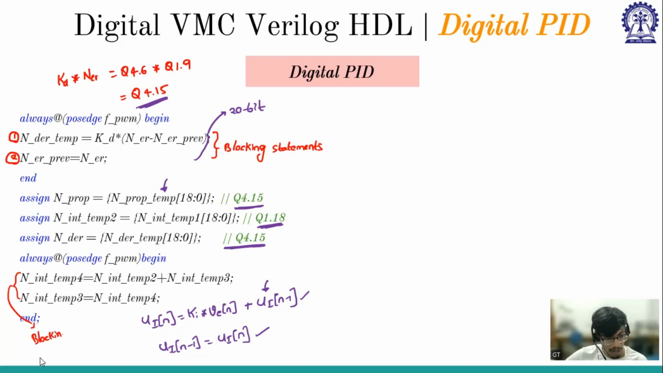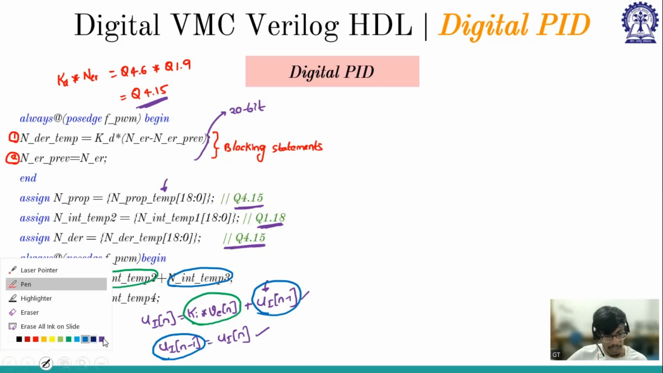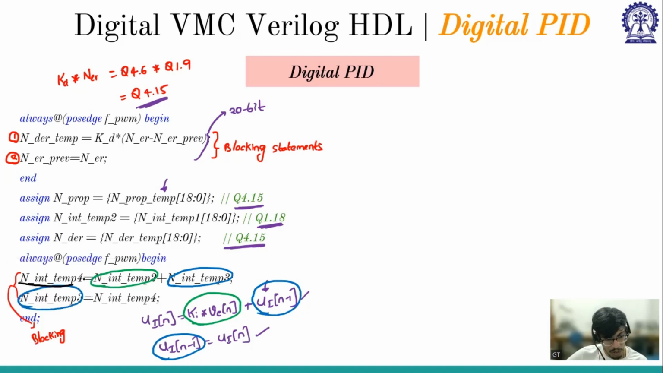So if I map one on one, n int temp2 is this one. This is ki into ve of n, plus there is some other expression, which is n int temp3, which is ui of n minus 1. So n int temp3 is nothing but ui of n minus 1. And then, let me use some different color, maybe black, n int temp4 is ui of n, which is also here ui of n.